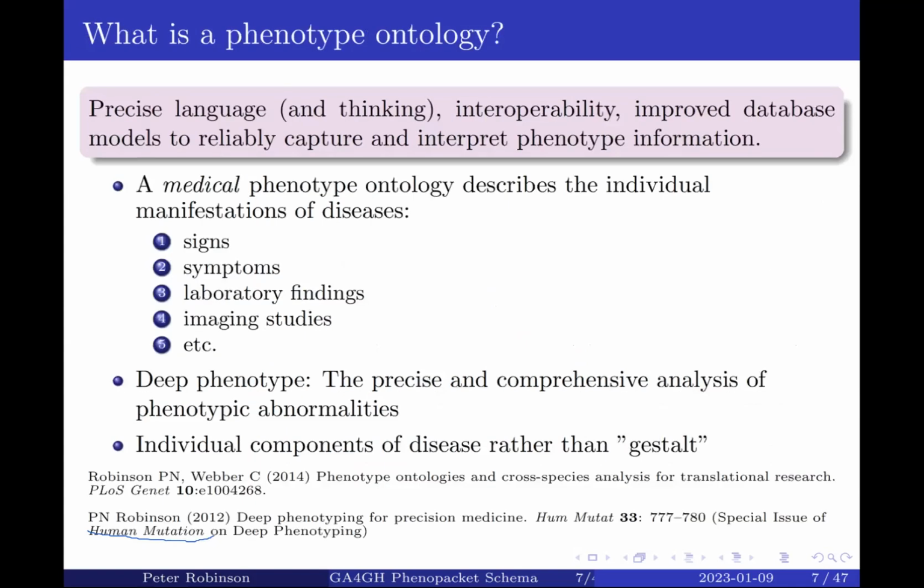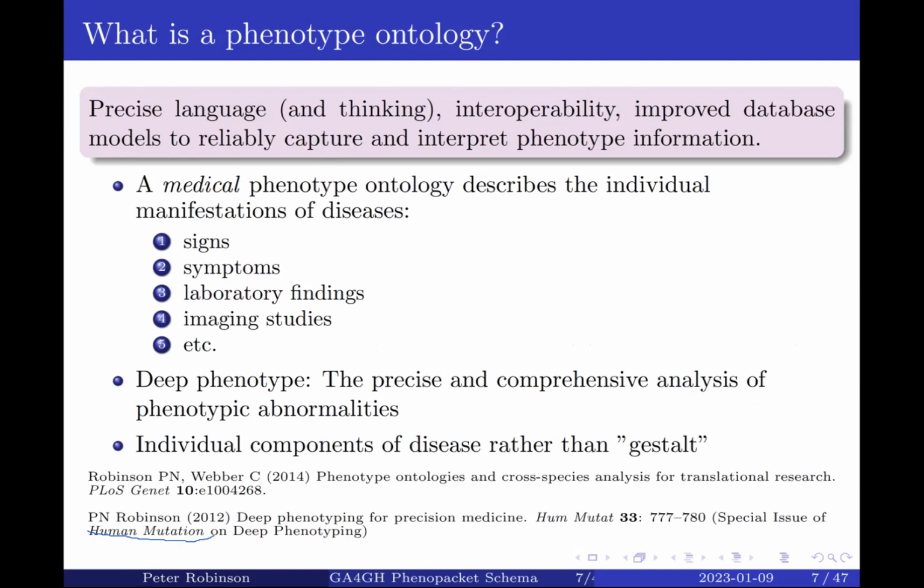The scope is really any of the manifestations of diseases. So those of you who are physicians will know that there are some diseases that you can diagnose based on their gestalt, so the overall picture. For instance, if you see a child with Down syndrome, probably most of us would just recognize the diagnosis, but this doesn't scale to the roughly 10,000 known rare diseases and roughly 10,000 common diseases.